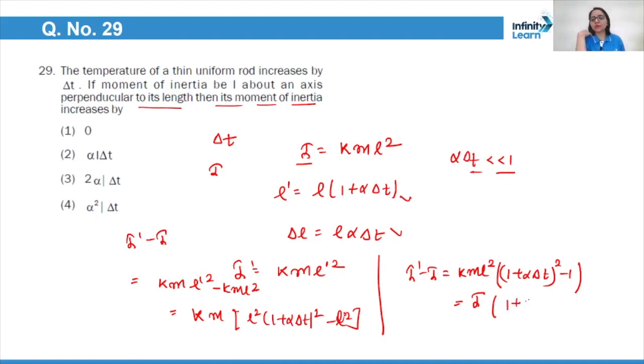So you can write it as 1 plus 2 alpha delta t minus 1. 1 will cancel this 1. So I dash minus I will be 2I alpha delta t, right? So this is the change in moment of inertia, which is equal to option 3.